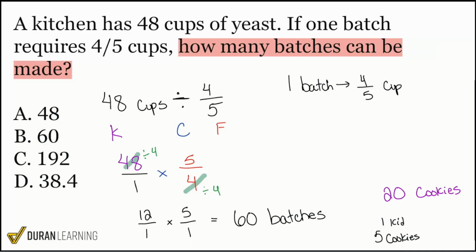Because again, if we have this many cups total, and we need this many cups for each batch, we'll divide to see how many batches we can make. And there's our answer. Answer choice B, 60 batches.